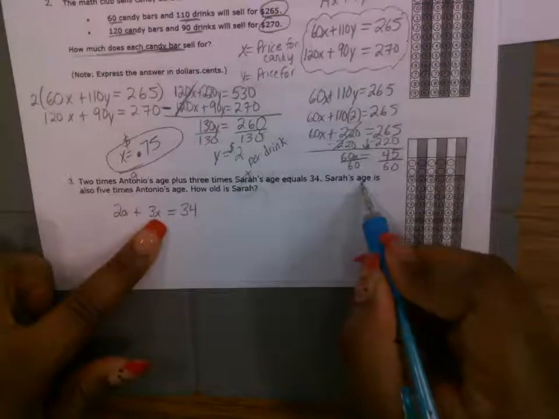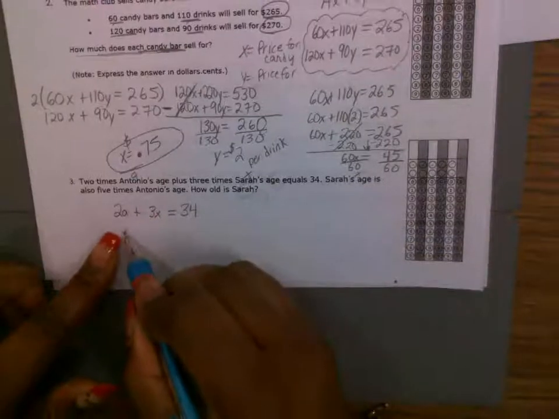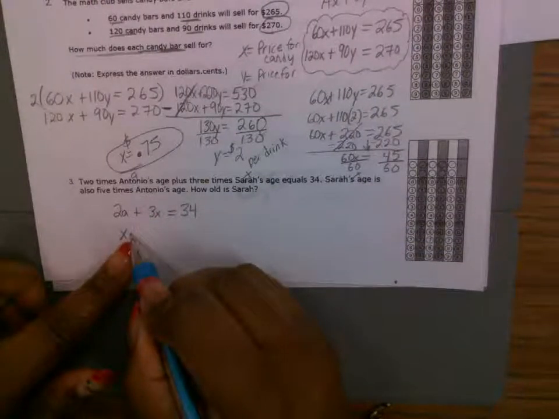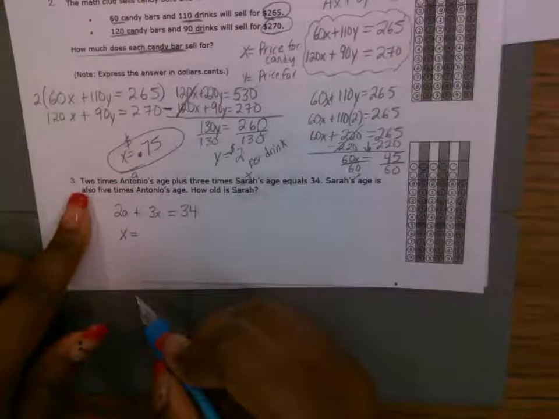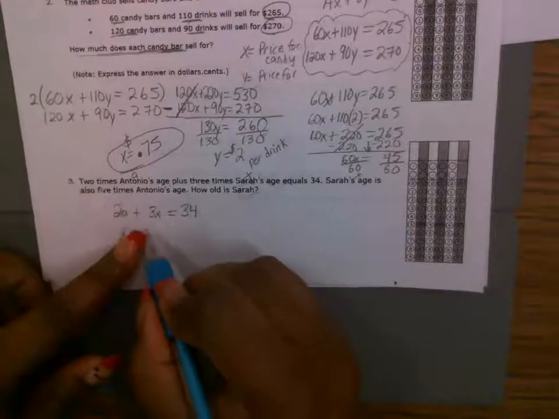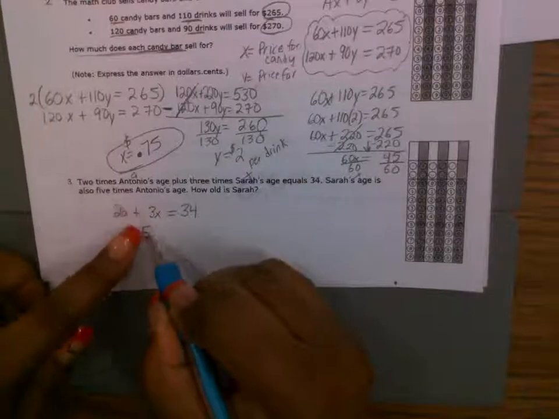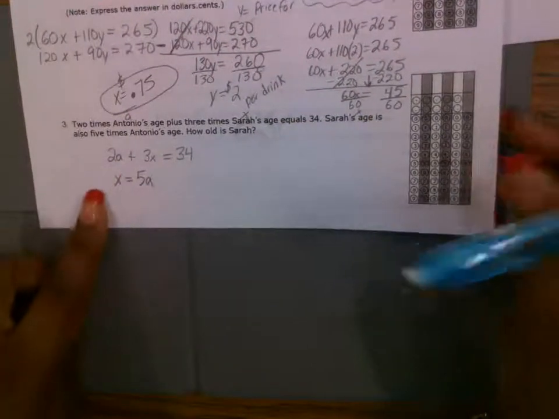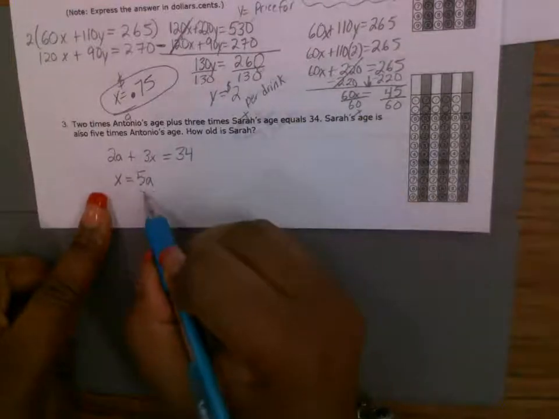Okay. Then it says Sarah. So remember, Sarah's age is X. So it says X is equal to, let's see, is also 5 times Antonio's age, 5A. All right. So now we have to decide how old is Sarah. So we're going to use the substitution method. Let's plug this 5A in for X.